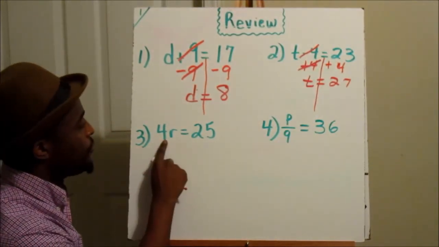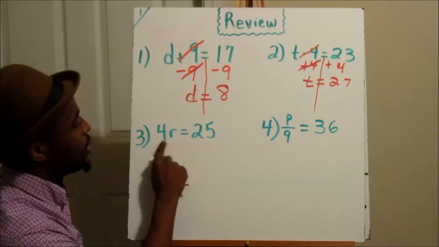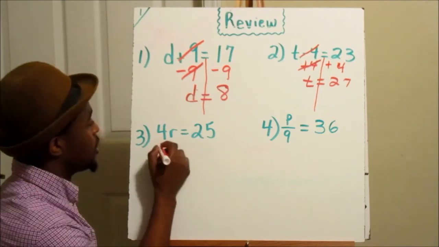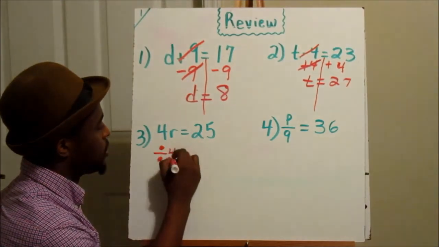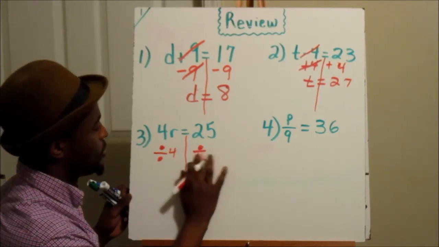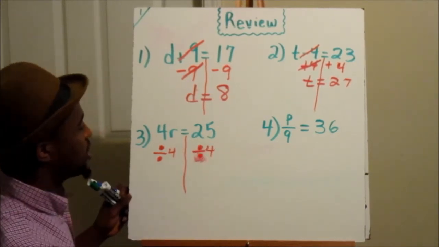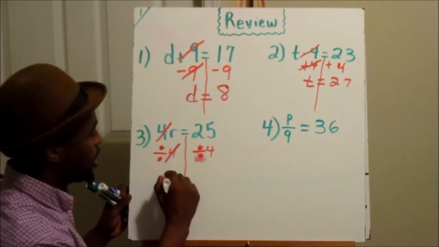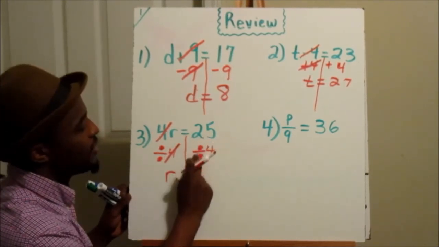Number 3. 4r equals 25. Here, you should definitely recognize that is multiplication, and the opposite of multiplication is division. So I will divide by 4. Oops, forgot to draw my line. Divide by 4 on each side of the equation. That cancels my 4's out, and I'm left with r equals 25 divided by 4.